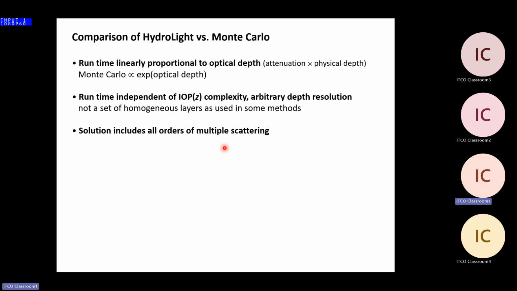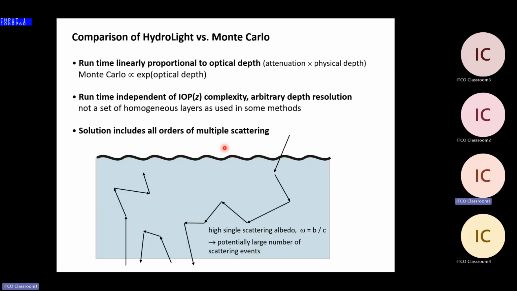So other models sometimes require you to work with discrete layers. If you had a data set from an ACS that showed a kind of wavy line like this for absorption, you might have to, in another model, break that down into a certain number of discrete homogeneous layers. And then those models tend to have a runtime dependent on the number of layers that you use. Hydrolite isn't like that. It can just handle the smooth function straight away because it just does a numerical integration through it. And the solution includes all orders of multiple scattering.